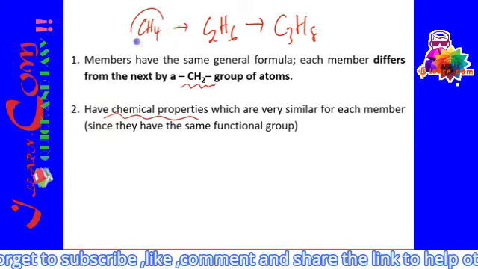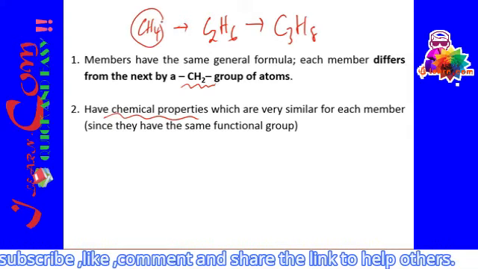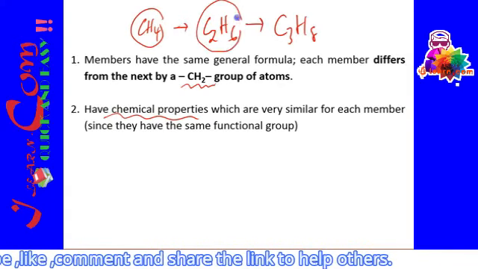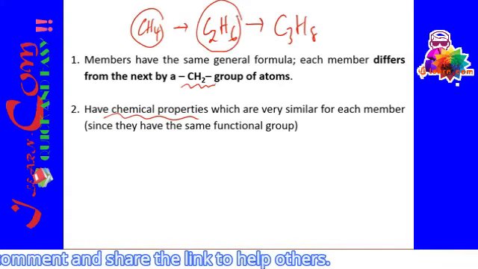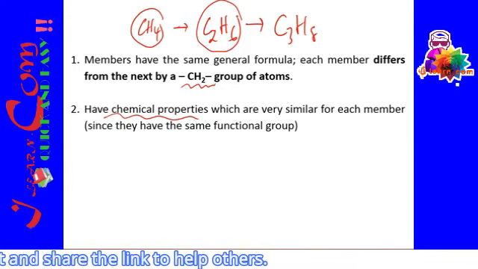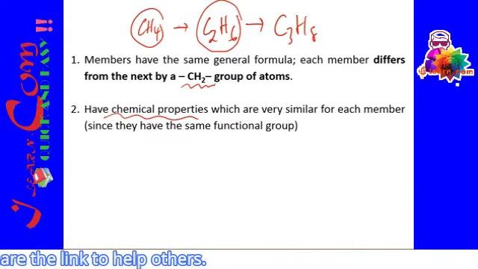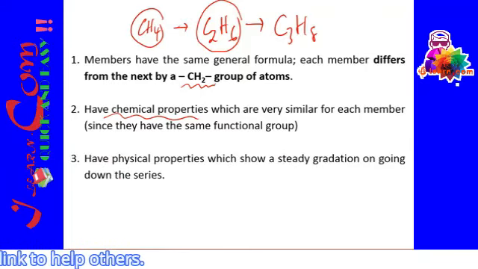So if I burn methane, I will have carbon dioxide and water. If I burn this 2-carbon hydrocarbon, later on you will know that this is called ethane, I will also get carbon dioxide and water. They have physical properties which show a gradual change.